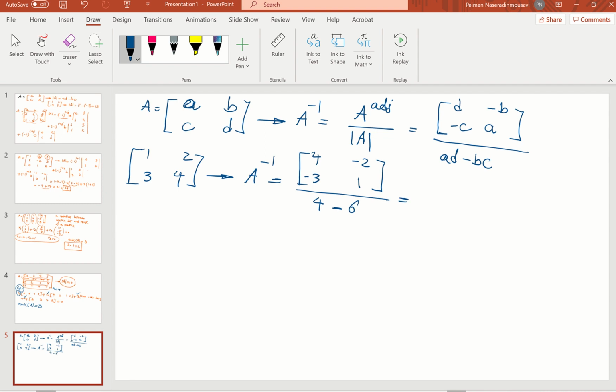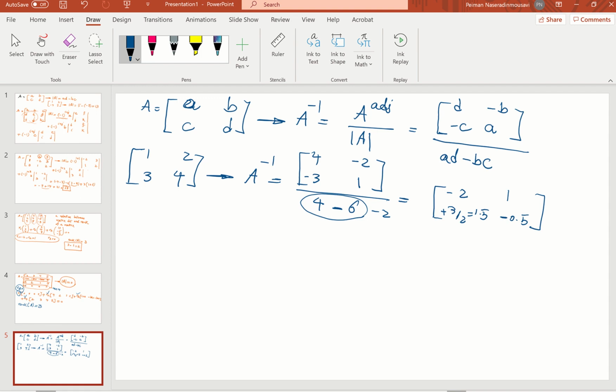And the determinant is 4 minus how much? 6. So it's going to be how much? Minus 2, right? So 4 divided by minus 2 is minus 2. Minus 2 divided by minus 2 is 1. It is minus 3 by 2 plus 3 by 2, which is 1.5, and minus 0.5.